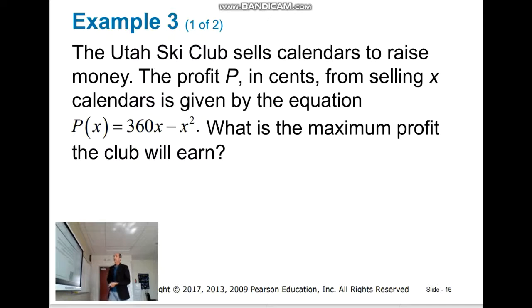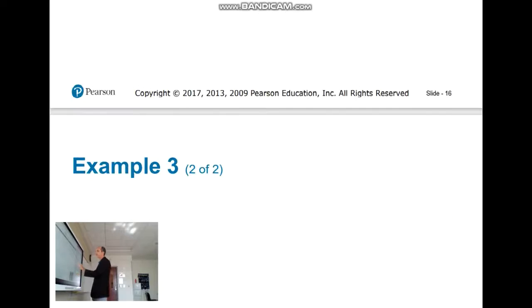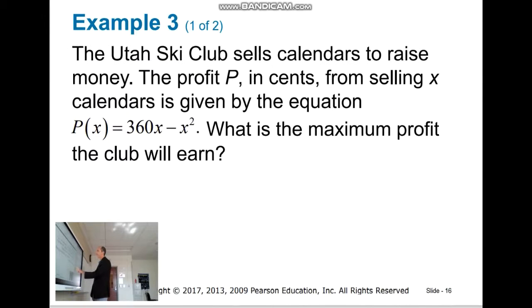The Utah Ski Club sells calendars to raise money. The profit P in cents from selling x calendars is given by the equation P of x equals 360 times x minus x squared. What is the maximum profit the club will earn? So we want to find out the maximum profit.